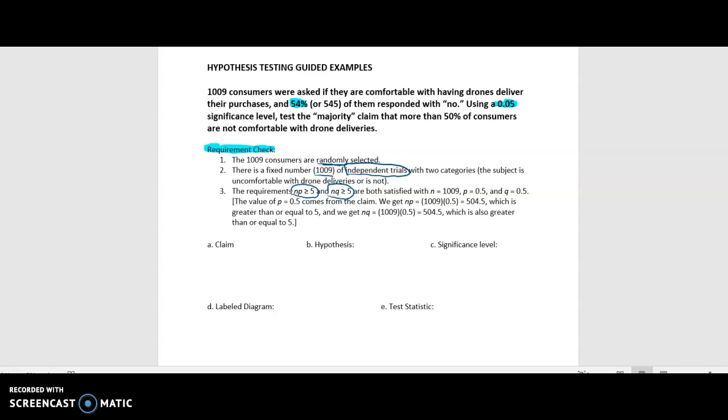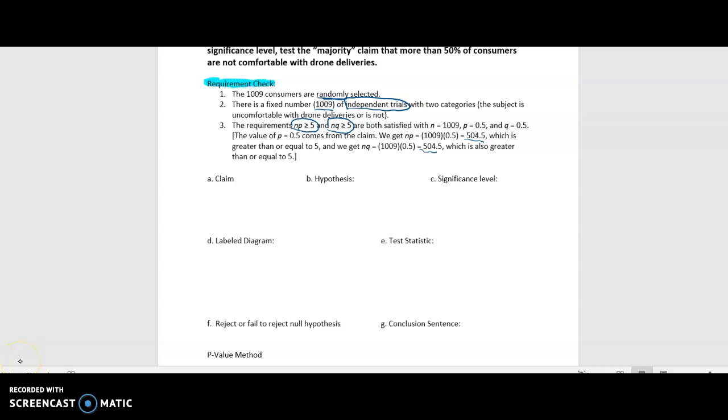So here we have n equals 1,009, p is 0.5, and q is 0.5. We can't just say yes, they meet the requirements. We need to show this. So we get n times p is 1,009 times 0.5, or 504.5, definitely greater than 5. Then we get n times q is 1,009 times 0.5, once again 504.5, also greater than or equal to 5. So we can get into our hypothesis testing.